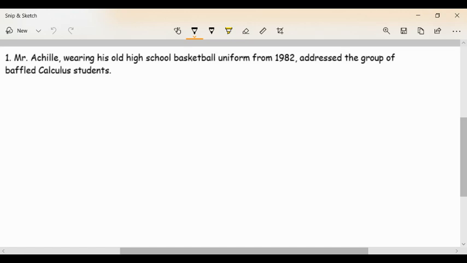So this is our first diagram demonstration, and you are welcome to try it on your own, or if you want to follow me step by step right here, you certainly can. I'm okay with either one. So let's take a look at this example, which says Mr. Killy, wearing his old high school basketball uniform from 1982, addressed the group of baffled calculus students.